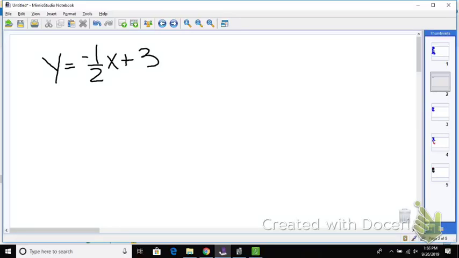Where do I start this graph? You'll see why I'm doing this in just a minute. On the y at what? Positive 3. So I start here at 3, and then what does my slope tell me to do? Go down 1 and then over 2. Okay, down 1 to the right 2.